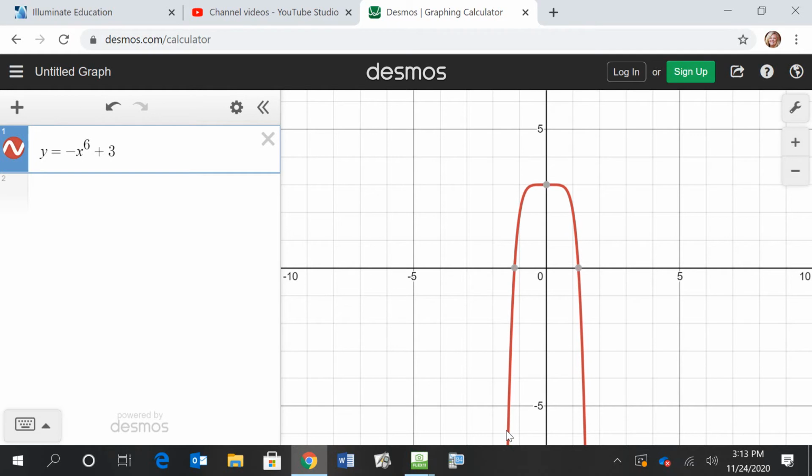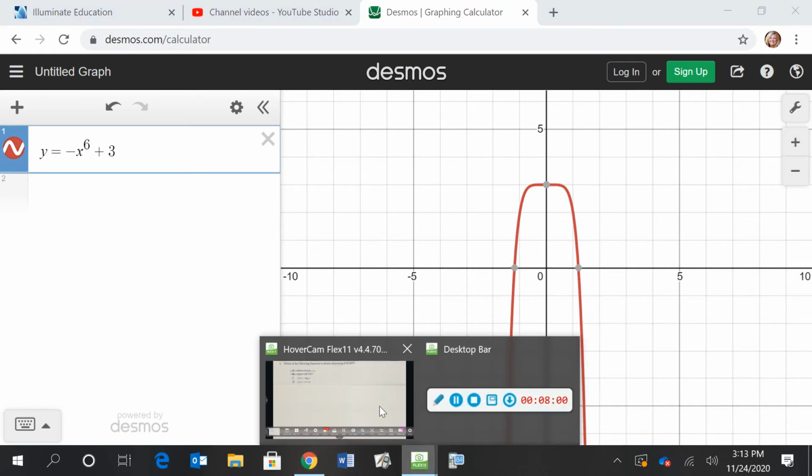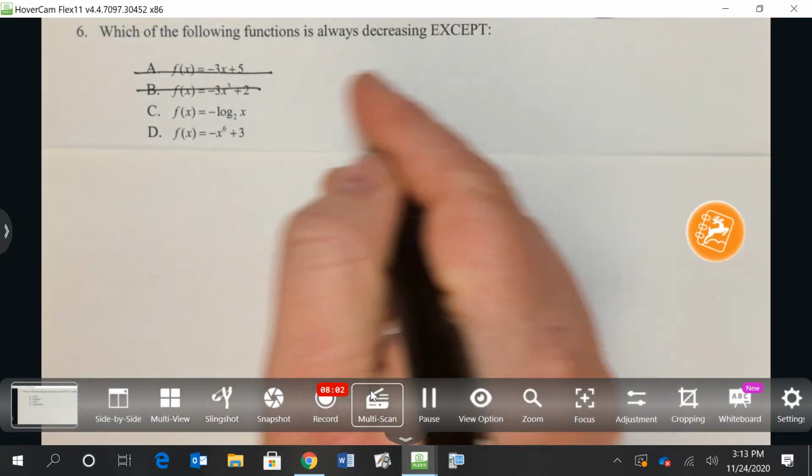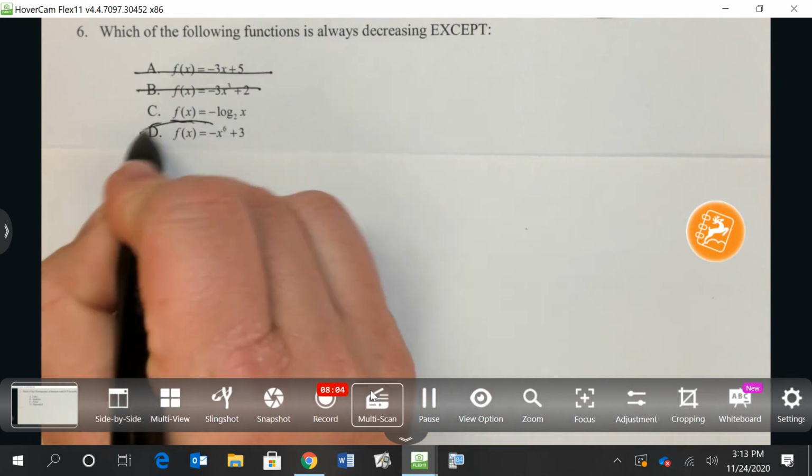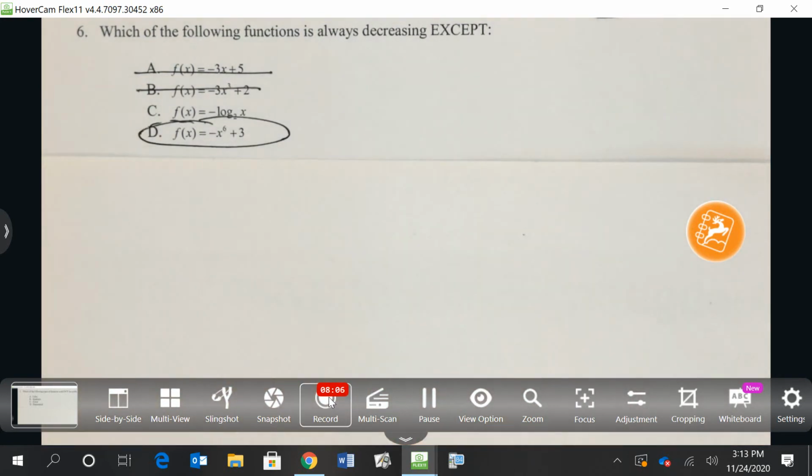Remember, we analyze things from left to right. So it's increasing, and then it's decreasing. So this is not continuously decreasing, and that's what this says. It's always decreasing. This function is not always decreasing. That is the correct answer.